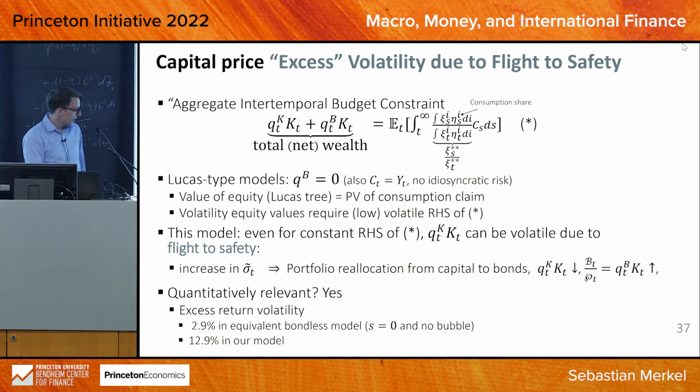And in that case, in the old calibration, you would get 2.9% equity return volatility and also a considerably lower risk premium. Whereas in our model, where you have this flight to safety component on top of it, you get actually 12.9% in the old calibration. So this gives you quite a bit of a boost. And that is one of the reasons why the risk aversion that we need is much smaller than in typical calibrations of models that only have capital, because we have this additional feature, this trade between the two assets.